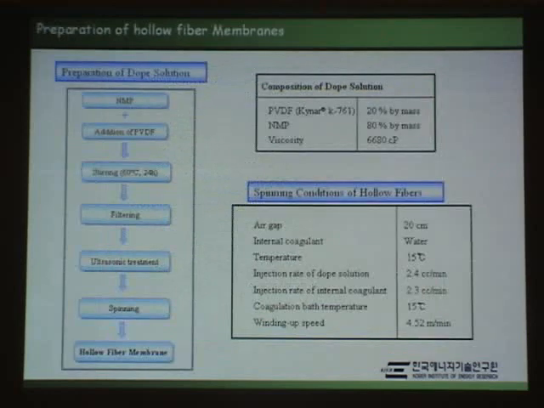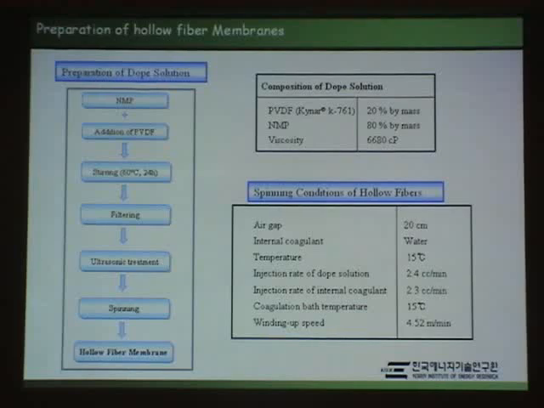This is the flow sheet diagram of preparation of hollow fiber membrane. PVDF and NMP as a solvent were mixed in the ratio of 1:4. NMP was taken in the flask and then a suitable amount of PVDF was added into it. They were mixed thoroughly at 60 degrees centigrade for 24 hours to ensure complete dissolution.